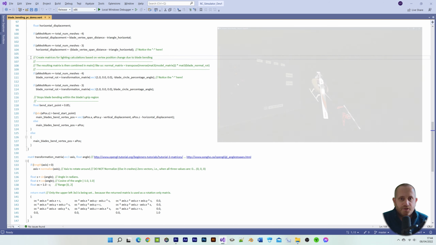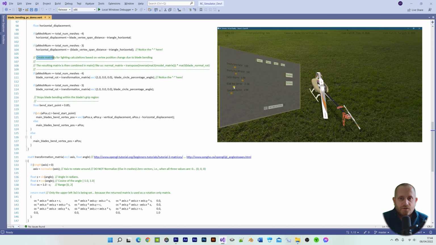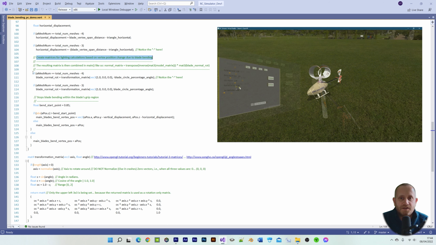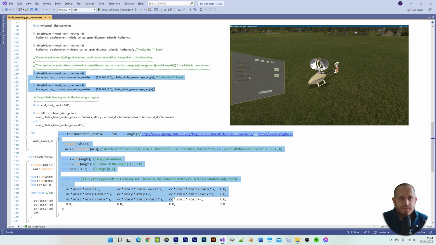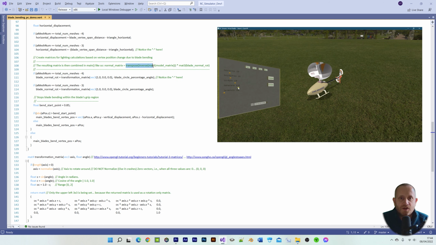Next is to consider how the normal vectors need to be modified. Ordinarily, each normal vector is just multiplied by the model matrix for any given mesh, but here I'm also generating a rotation matrix based on the circle percentage angle calculated previously. The transpose of the inverse of the model matrix is then multiplied by this new rotation matrix to produce the resulting normal matrix, which is used in the lighting calculations. And then finally, the vertical and horizontal displacement values are added to the original vertex position values.